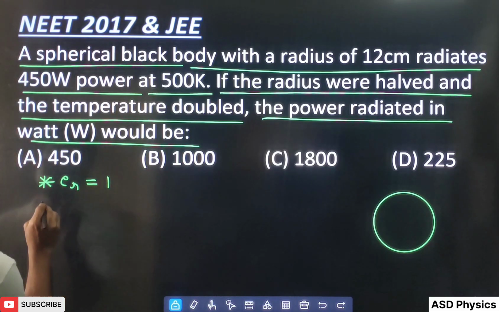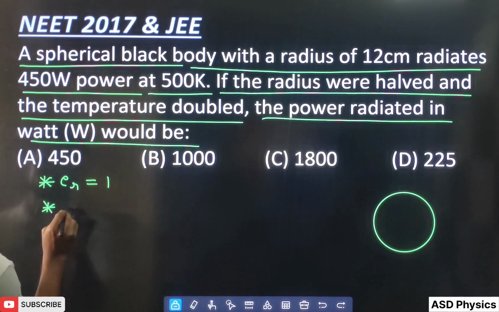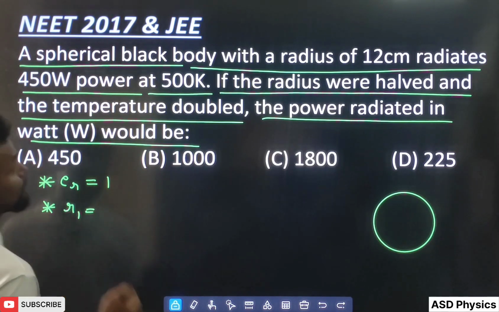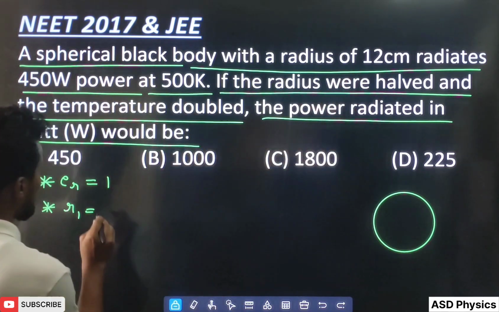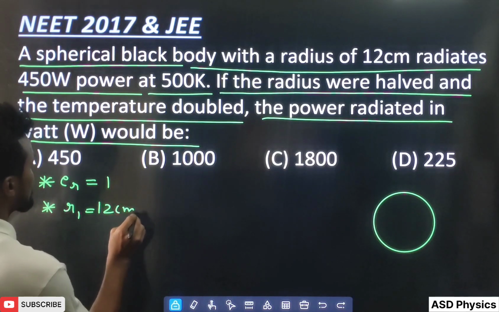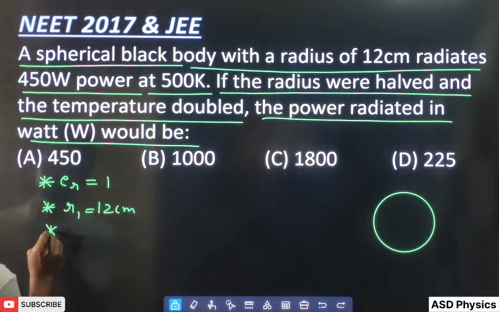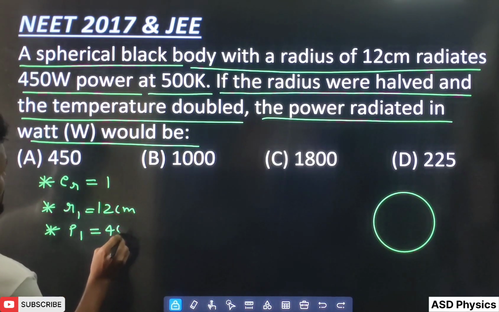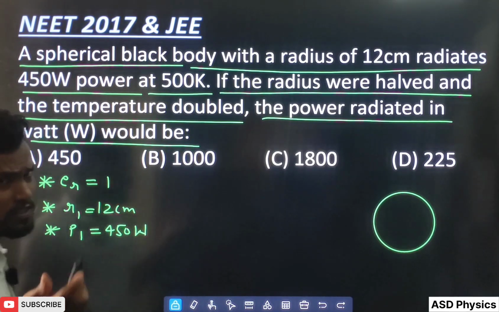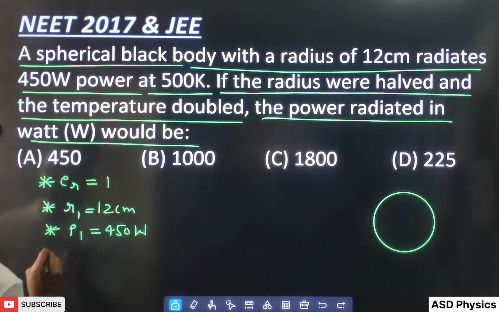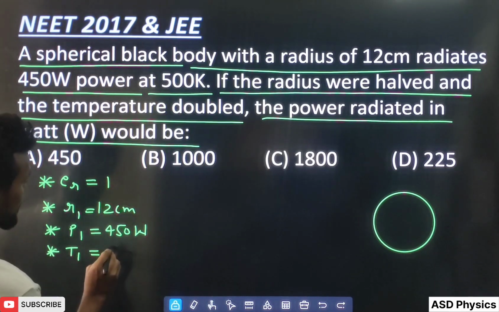Next thing, what is given? The radius R1 is given here, 12 centimeter. After that, the power is given here, 450 watt. We are just noting down the data here. Next one, temperature T1 is given here, 500 Kelvin.